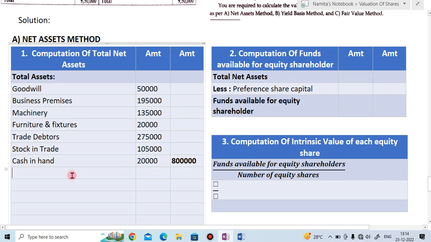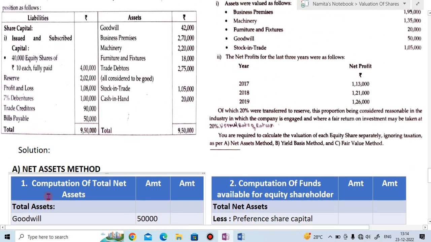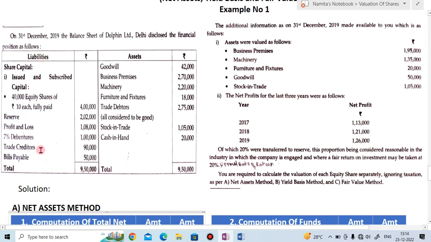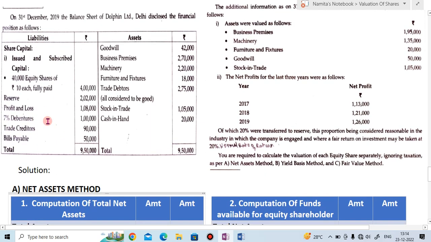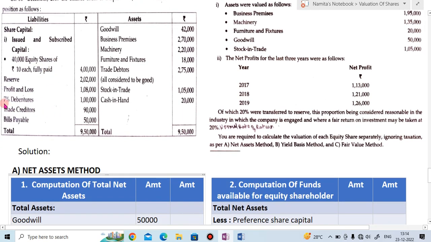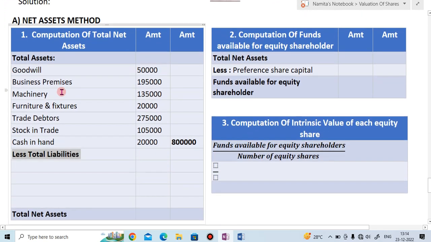Now from these assets you have to deduct what? Liabilities. The total liabilities. For total liabilities you have to check the liabilities side in the balance sheet. Now what are the external liabilities in the balance sheet? Reserve, profit and loss, and share capital are not external liabilities. So 7% debentures, trade creditors and bills payable are the outside liabilities. So you will reduce these liabilities from the total assets.